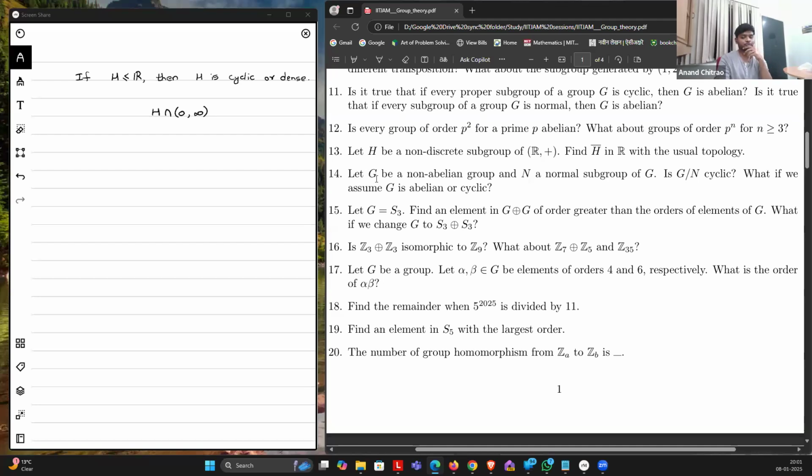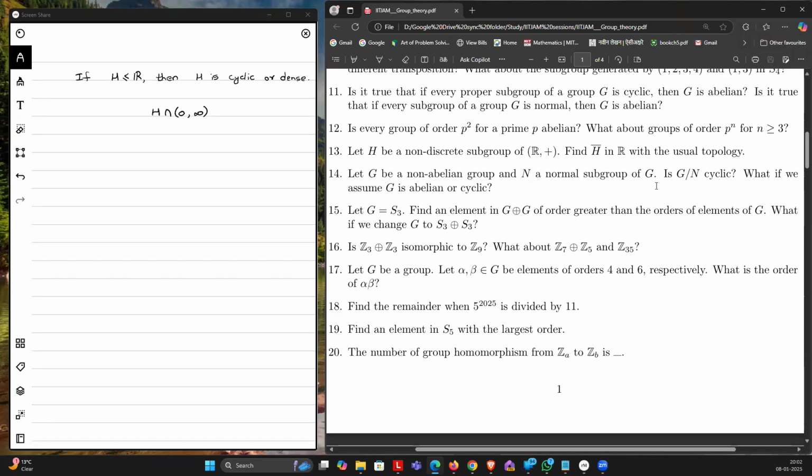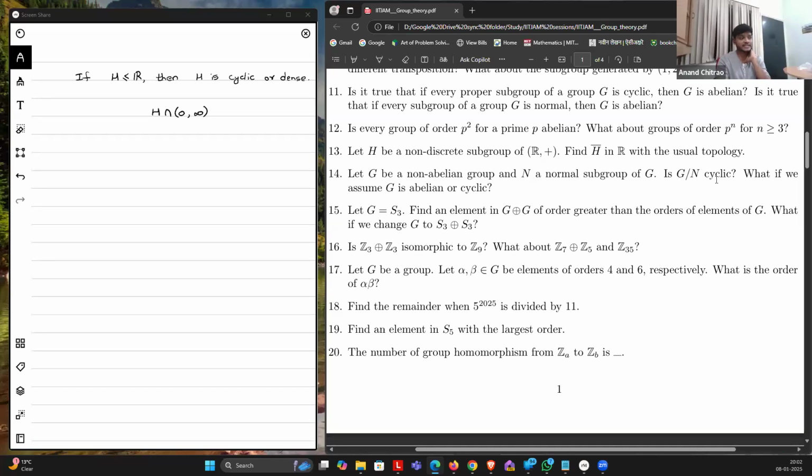That's 13. What about 14? Let G be a non-abelian group and N a normal subgroup of G. Is G mod N cyclic? What's the answer? No, because you can always take N to be the trivial subgroup. If you take N to be the singleton identity, G mod N is isomorphic to G, but G is non-abelian, so it cannot be cyclic.